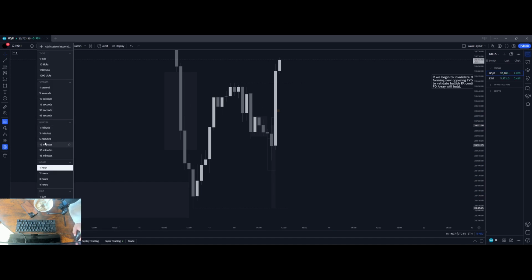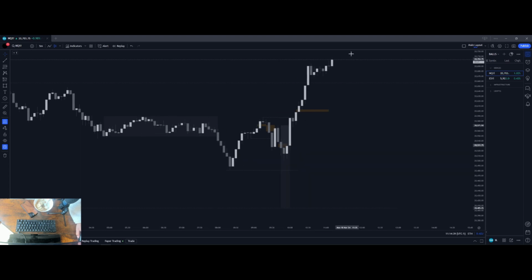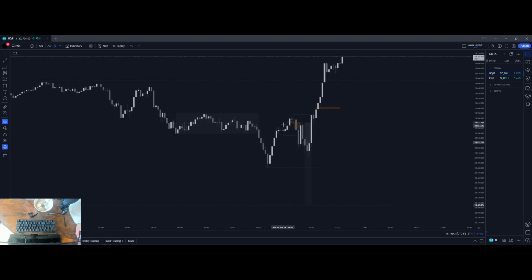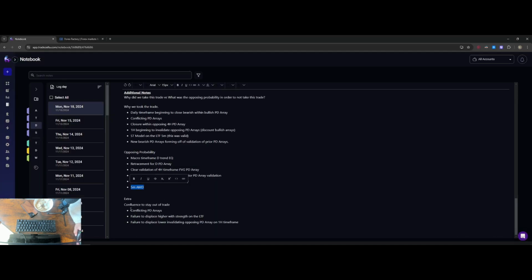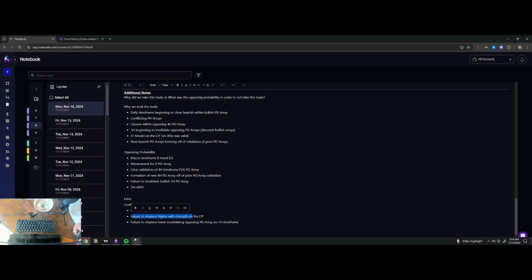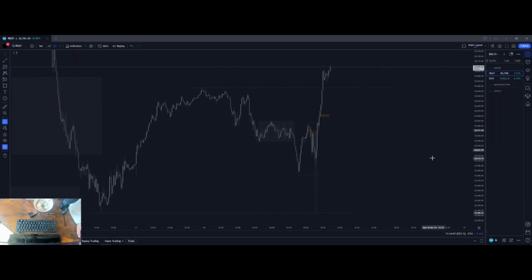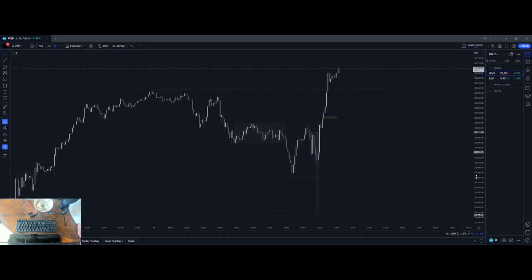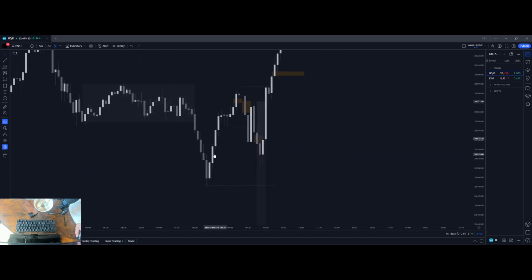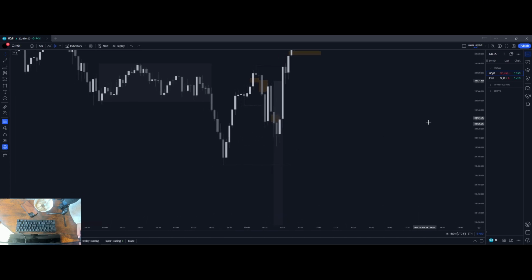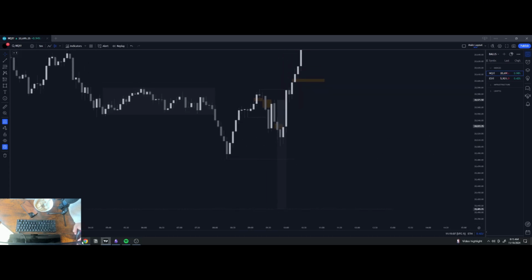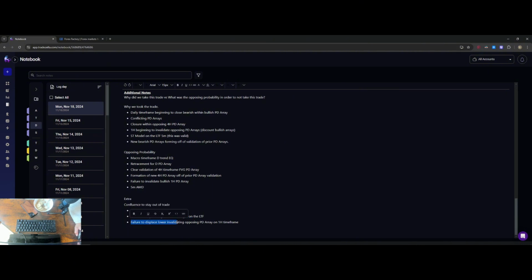On the 5-minute time frame, we had the accumulation, manipulation, distribution right here. Bam, accumulation, manipulation, distribution. And now the extras. Confluence to stay out of the trade: conflicting PD arrays, failure to displace lower with strength on the lower time frame. The fact that we failed to displace lower with strength right here, invalidating this 5-minute PD array, was also confluence. What else? Also failure to displace lower, invalidating the opposing 1-hour PD array.